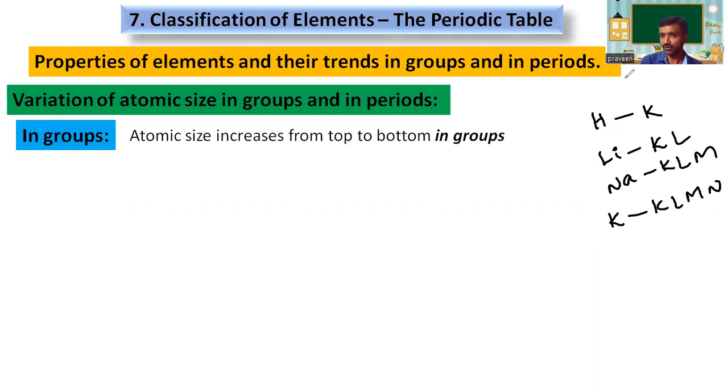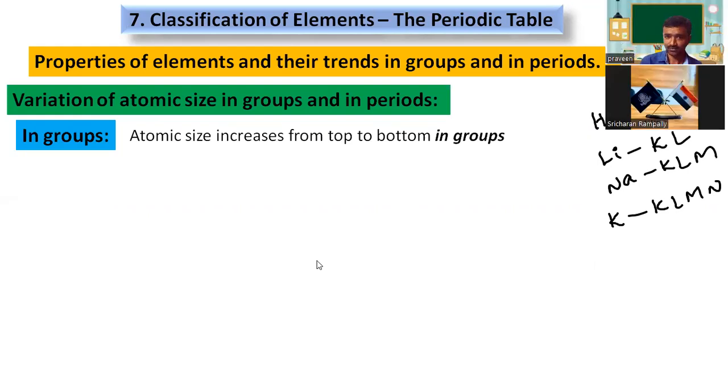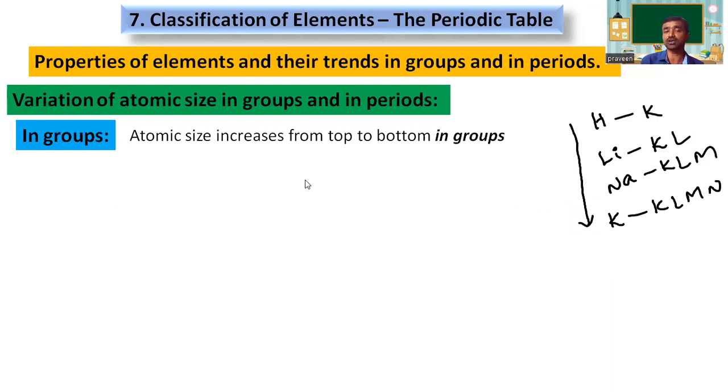Are you following? Is it clear? So as the number of shells increases from the top element in the group to the bottom element, what's happening? Every time an extra shell is added to distribute the greater number of electrons. So this is the reason atomic size increases within the group from top to bottom.